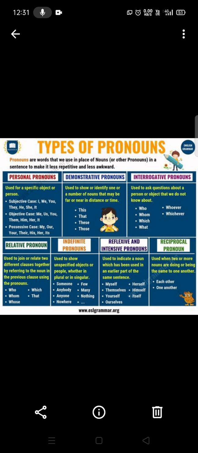Okay, and the next type of pronoun we have is indefinite pronoun. Okay, as the name suggests, indefinite means something that is not definite or something that is not certain. So these pronouns are used for unspecified or uncertain, or we can say indefinite. They are used in place of indefinite nouns.